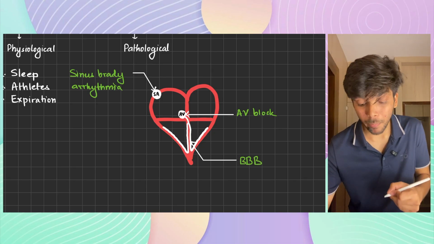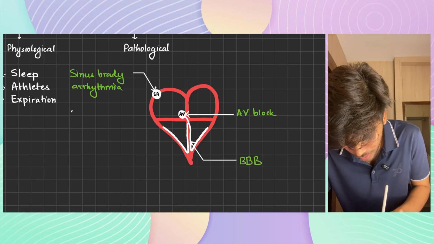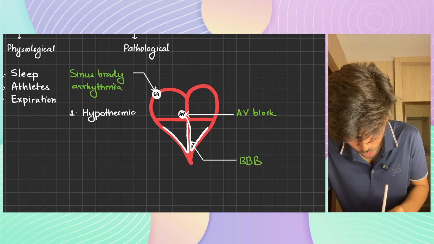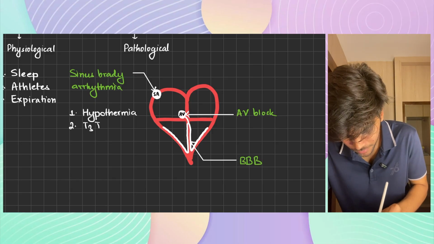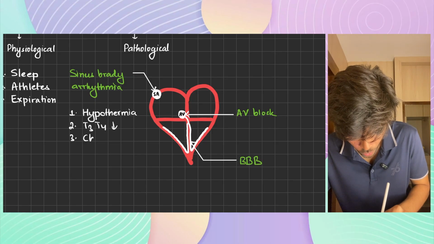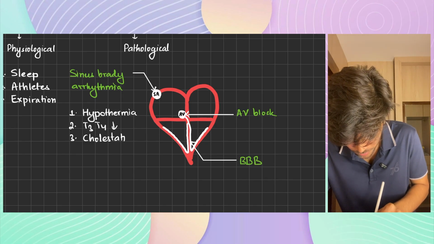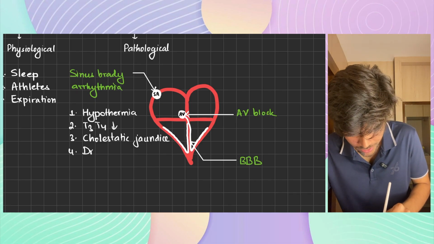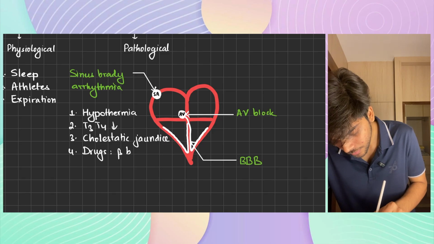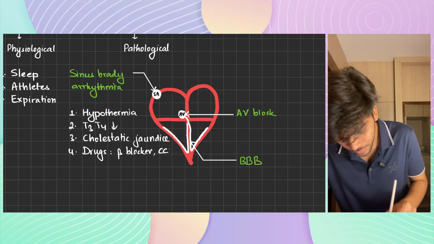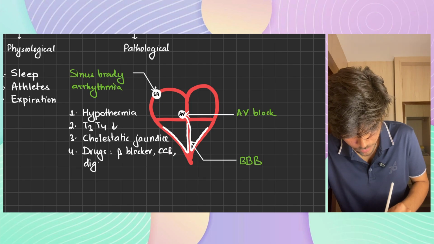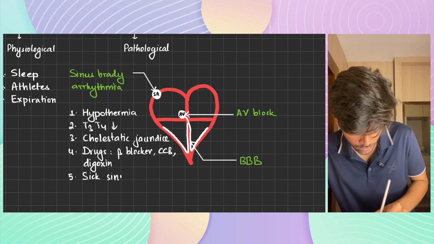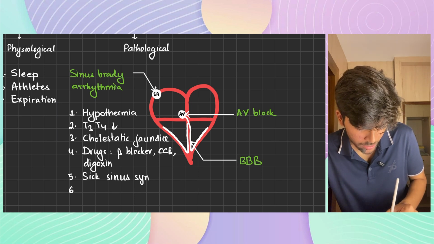The causes of sinus bradyarrhythmia are: number 1, hypothermia. Number 2, hypothyroidism. Number 3, cholestatic jaundice. Number 4, drugs such as beta blocker, calcium channel blocker, and digoxin. Number 5, sick sinus syndrome. And number 6, Cushing's reflex.